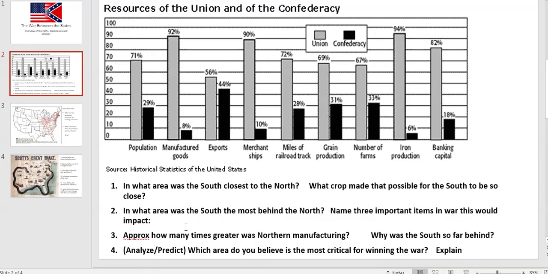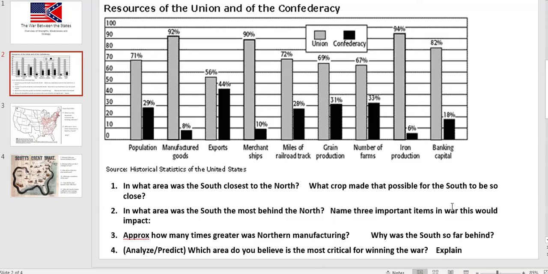In what area was the South the most behind the North? So we're going to find real far gaps. Here's a big one, and here's a big one. So this is from 92 to 8. That's manufactured goods. And this is from 94 to 6, iron production. So that's the answer, iron production.